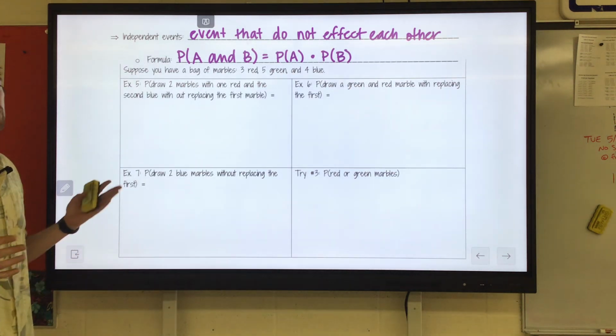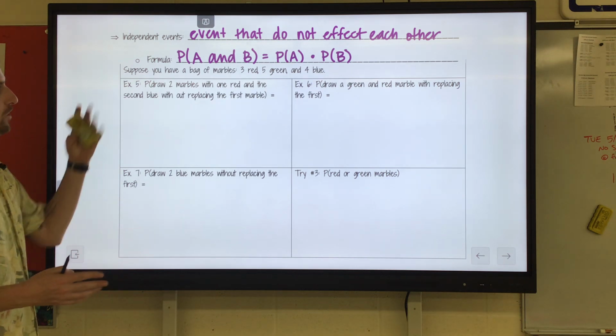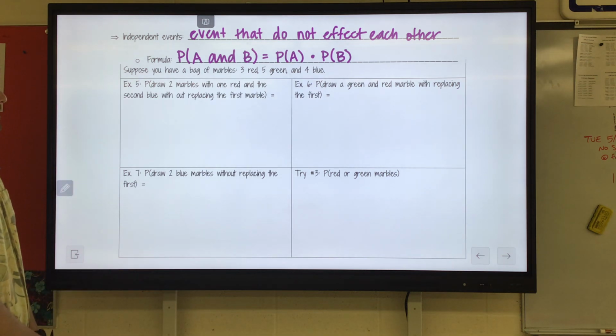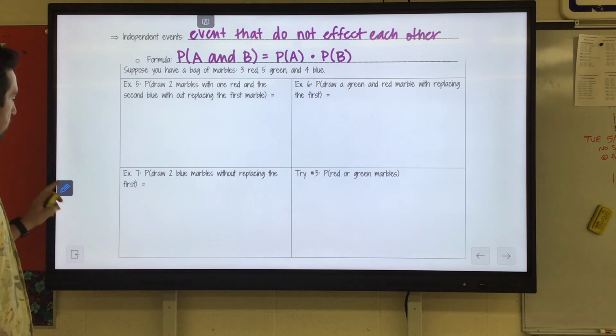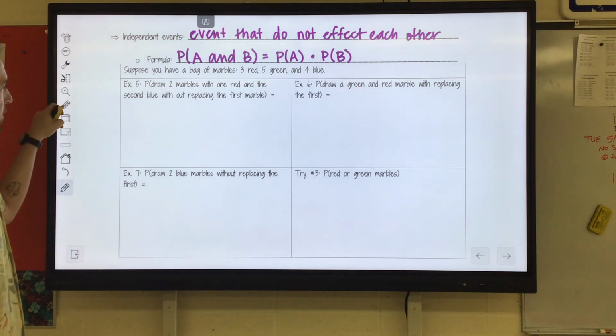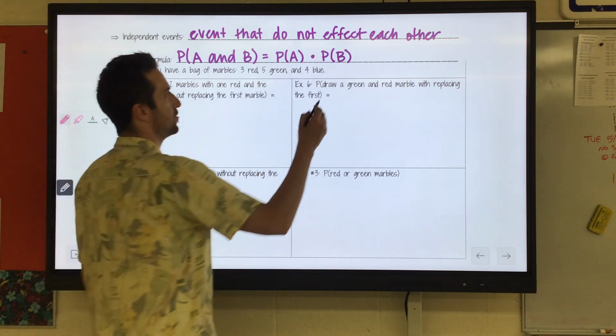Independent events do not impact each other. So check out this first example. You have a bag of marbles. There's 3 red, 5 green, and 4 blue. We had that marble bag yesterday too. There are 12 marbles altogether.